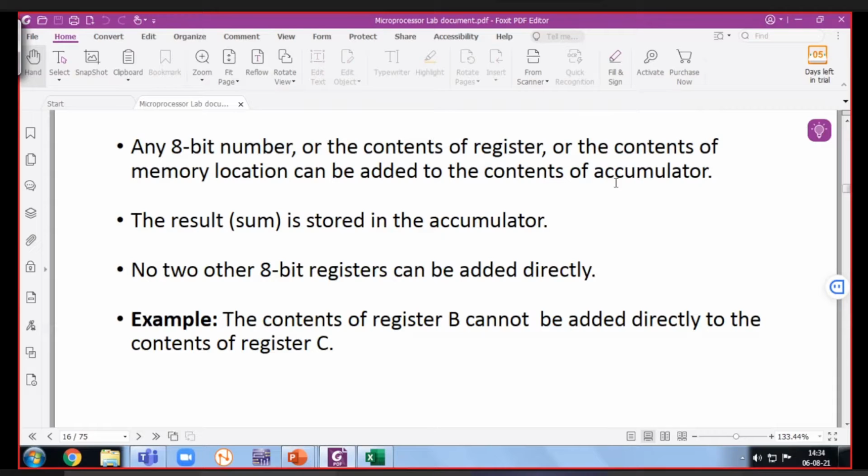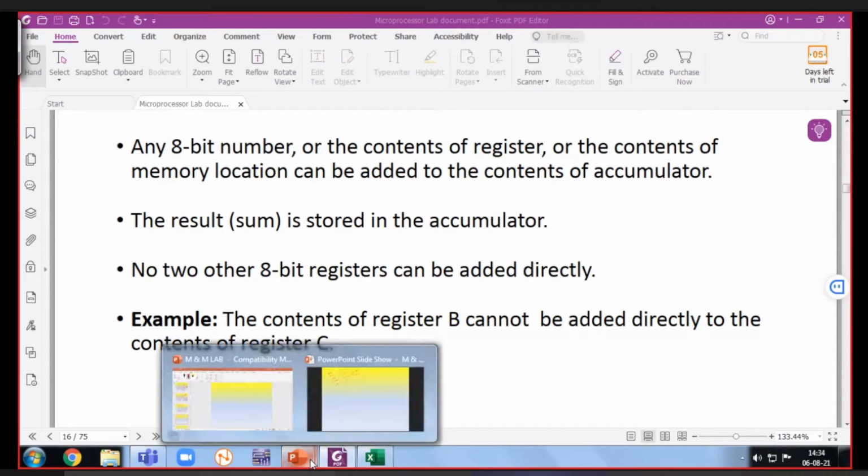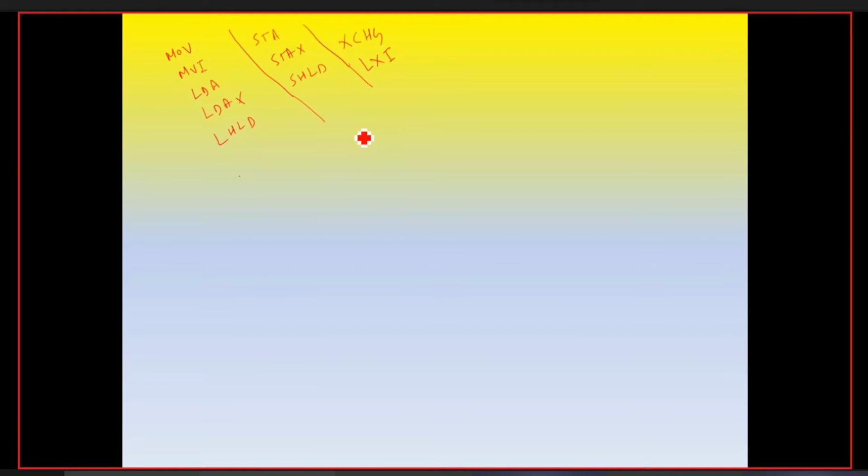No other two 8-bit registers can be added directly. It means we cannot write ADD B, C. Okay, हमेशा क्या लिखेंगे, ADD B or ADD C. We cannot write ADD B, C. Okay, is it clear? Yes, sir. Right?